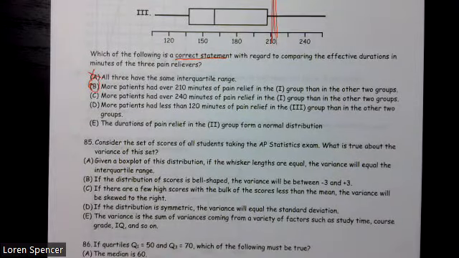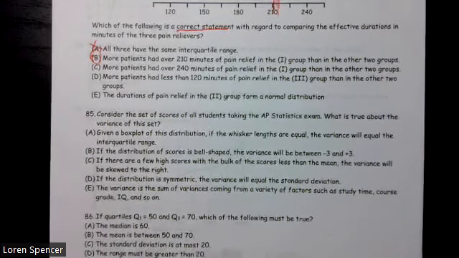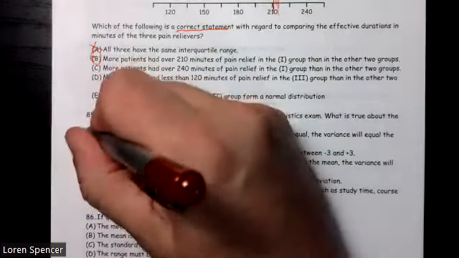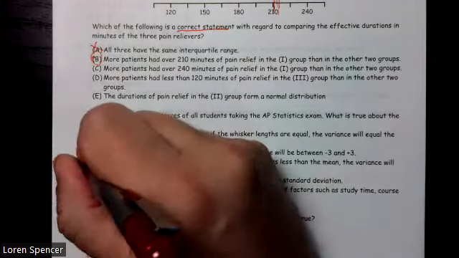Consider the set of scores of all students taking the AP statistics exam. What is true about the variance of the set? Given a box plot of the distribution, if the whiskers are equal, the variance will equal the interquartile range. I'm not sure where that came from, but that's not true. If the distribution of scores is bell-shaped, the variance will be between -3 and 3. No.